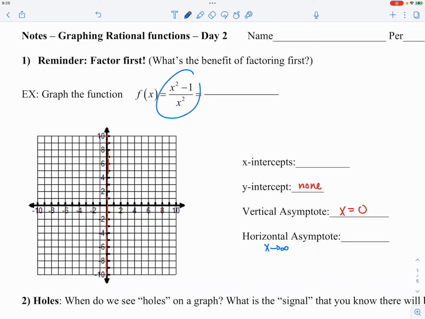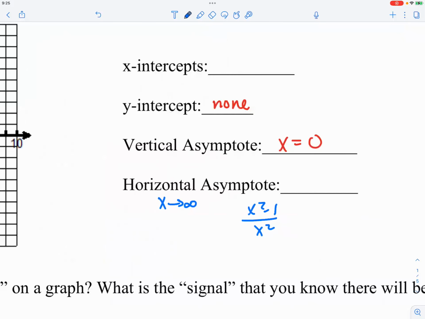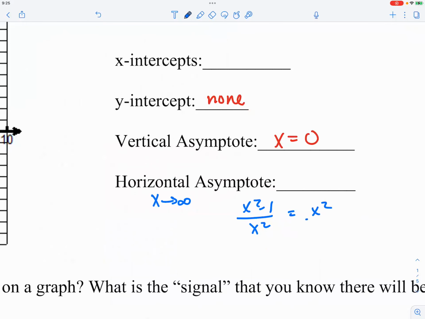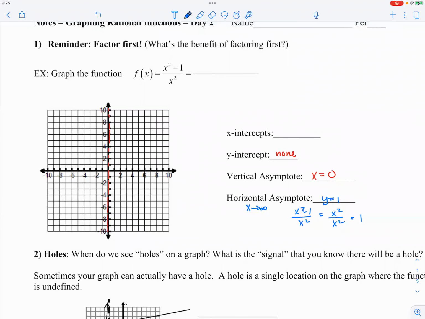So let me think about this, all right? X squared minus 1 over x squared. Would the minus 1 matter when x is so huge? It wouldn't matter. So that means you can reduce it to just x squared over x squared, which is 1. So the y value is equal to 1. That would be our horizontal asymptote.